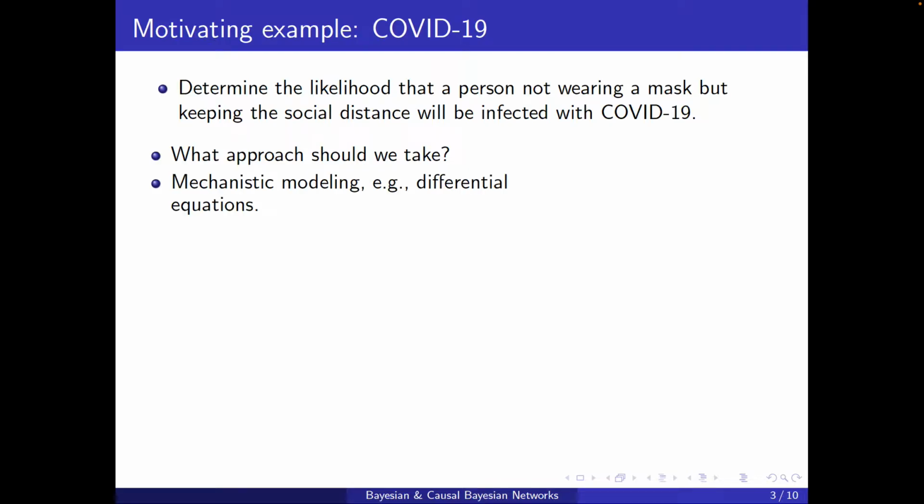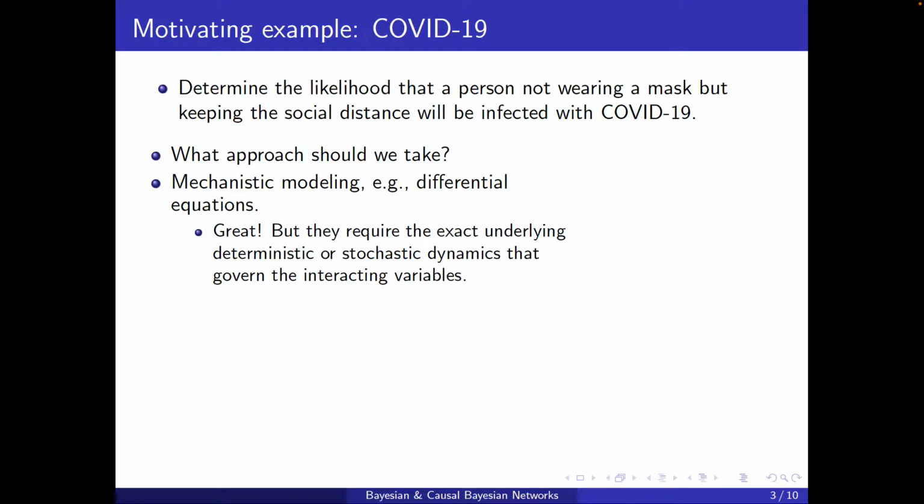Well, if you're a person with a math background, you may say, let's just go with a mechanistic modeling approach and use differential equations. Well, differential equations are indeed great, but as with any other model, they come with some drawbacks. They require the exact underlying deterministic or stochastic dynamics, based on what you want to choose, that govern the interacting variables. For example, in this case, we need to know the exact relationship between how wearing a mask can affect the likelihood that a person gets infected. What is the mechanism? Now, this can be problematic if some of the dynamics are unknown.